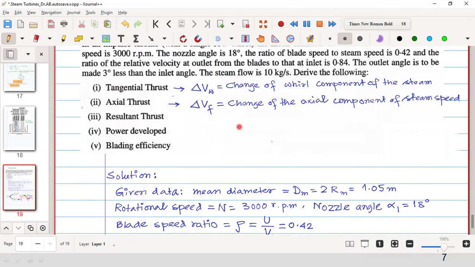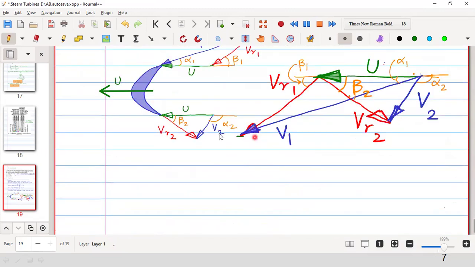This is speed. So these are velocity, and multiplied with mass flow rate, we will get the rate of change of momentum, that is equal to the force. And resultant thrust means basically the vectorial addition of tangential thrust and the axial thrust. So what is the meaning?